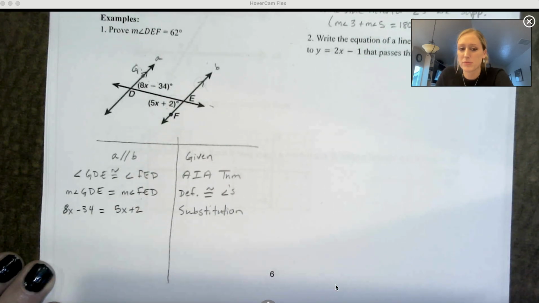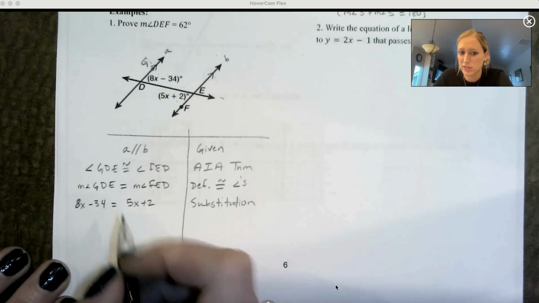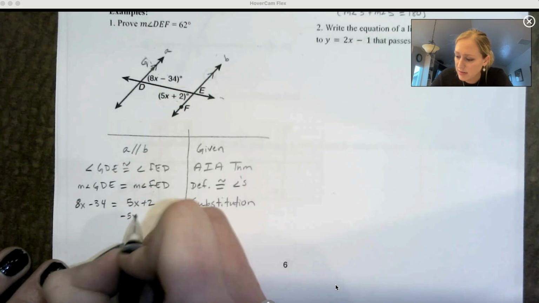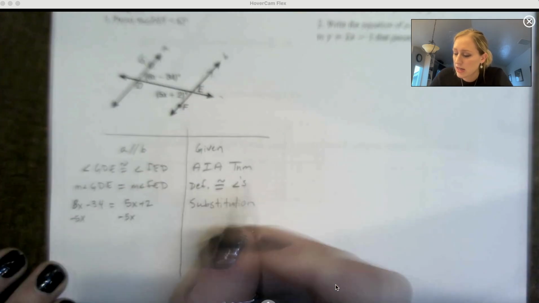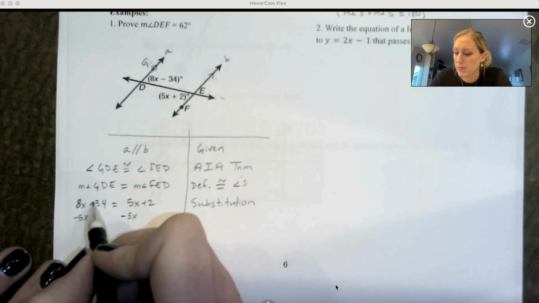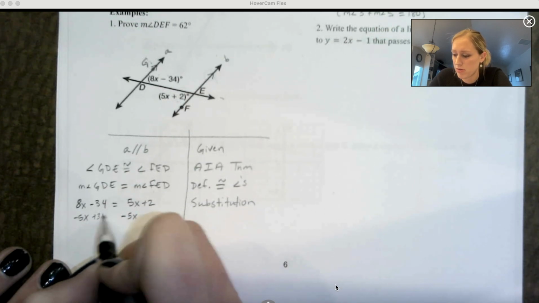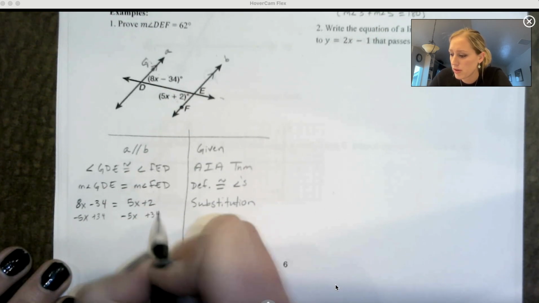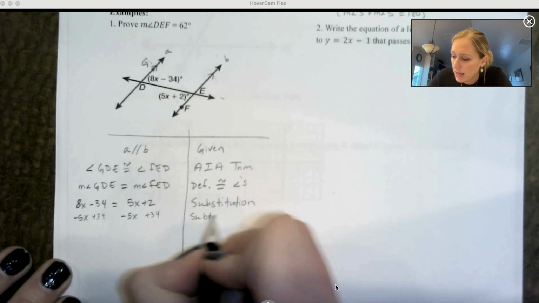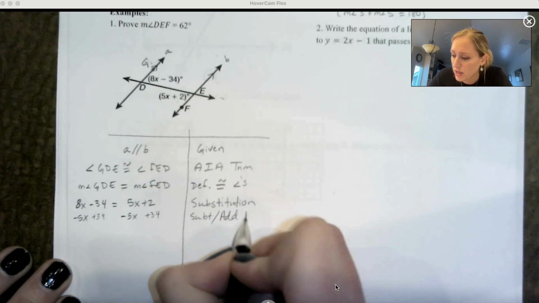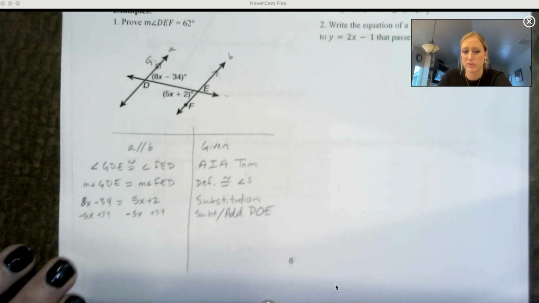Okay, and now I'm just going to solve this equation. So I'm going to use my properties of equality. I'm going to start by subtracting 5x, and I'm actually going to do this in one step. I'm also going to add 34. So I'm using both the subtraction and addition POEs there. I'm doing it in one step. You can certainly do it in 2 different steps.